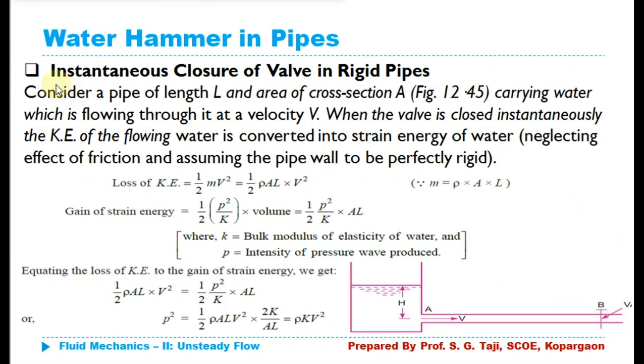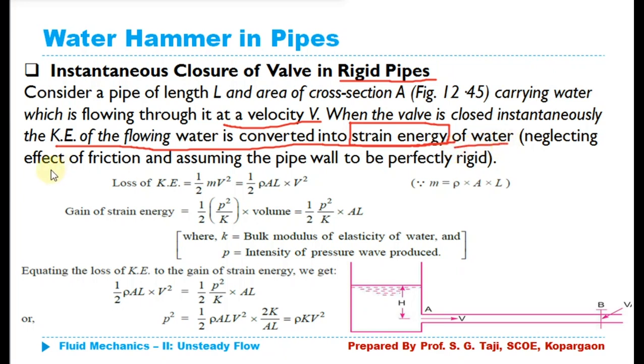So let us consider instantaneous closure of the valve in the case of rigid pipes. Consider a pipe of length L and area of cross section A carrying water which is flowing through that pipe with velocity V. Now when the valve is closed instantaneously, the kinetic energy of the flowing water will be converted into strain energy. Previously we have discussed this. What is strain energy? Whatever kinetic energy is available in the water will be converted into strain energy that is going to be stored in the water. Strain energy is the energy stored in a material due to deformation. Am I right? So that is the strain energy which is going to be stored in the water.